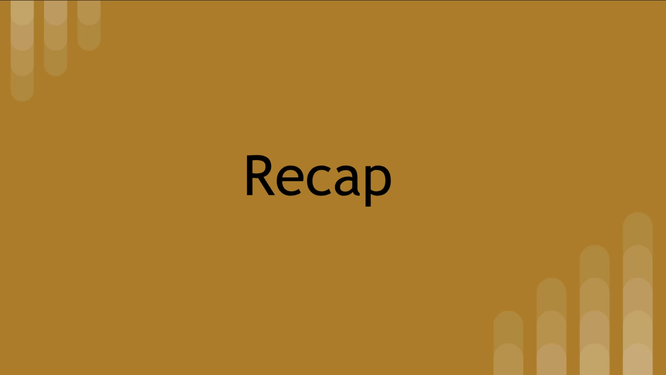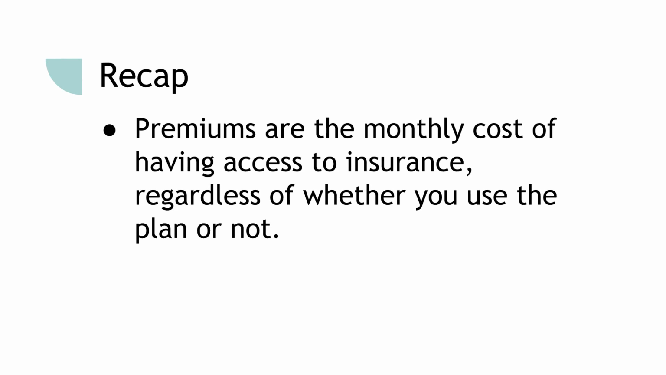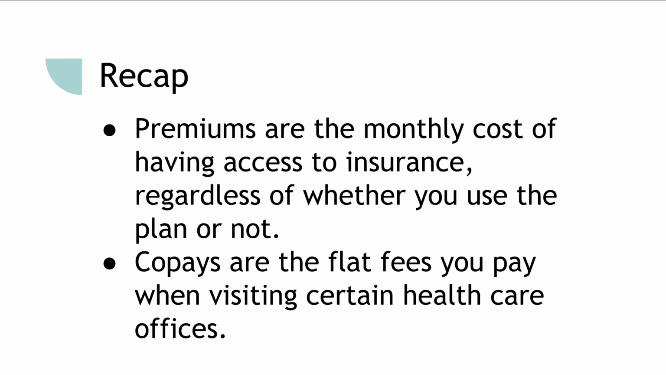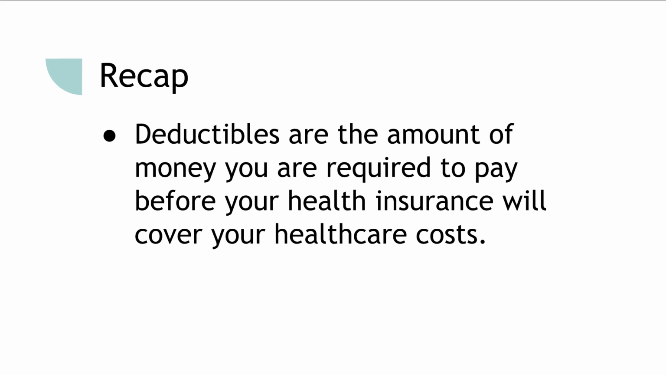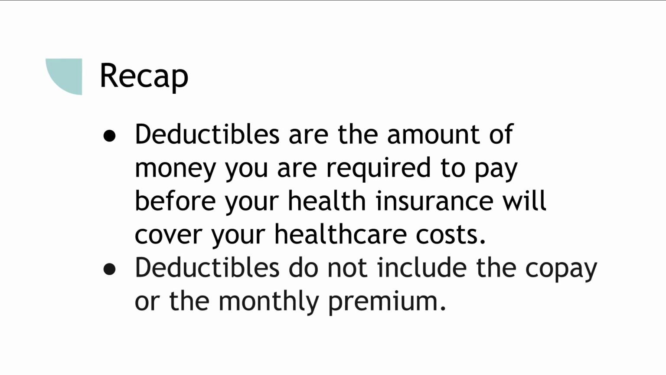Today we have defined premiums, copays, deductibles, coinsurance, and out-of-pocket maximum. As an overview, premiums are the monthly cost of having access to insurance, regardless of whether you use the plan or not. Copays are the flat fees you pay when visiting certain healthcare offices. Deductibles are the amount of money you are required to pay before your health insurance will cover your healthcare costs. Deductibles do not include the copay or the monthly premium.